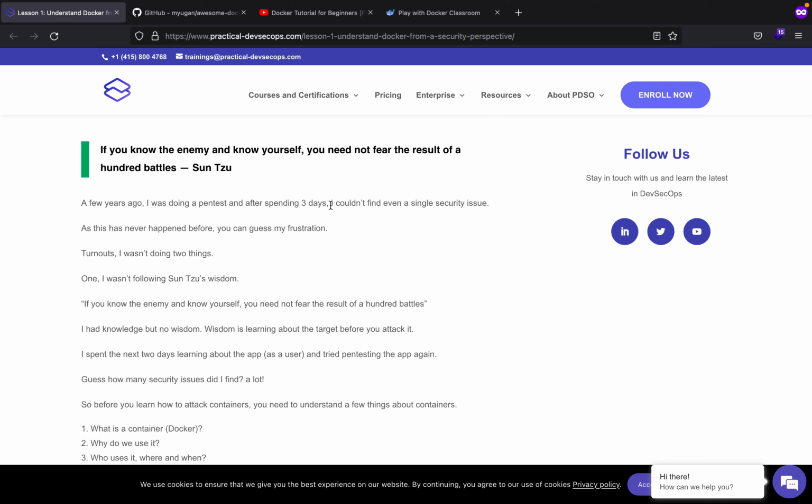Now the reason was that he was actually pen testing in a Docker container and was looking for vulnerabilities that couldn't exist there. So first of all, what did he do? He learned about Docker technology. So here my main goal would be to learn Docker before I could pen test into Docker.